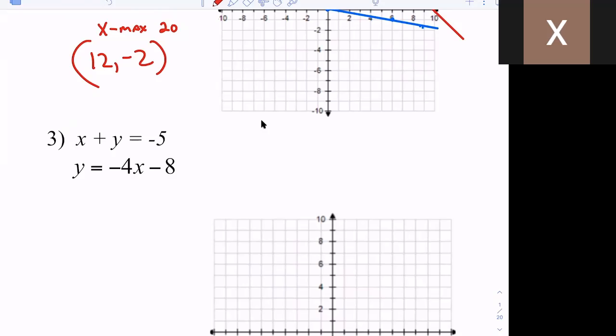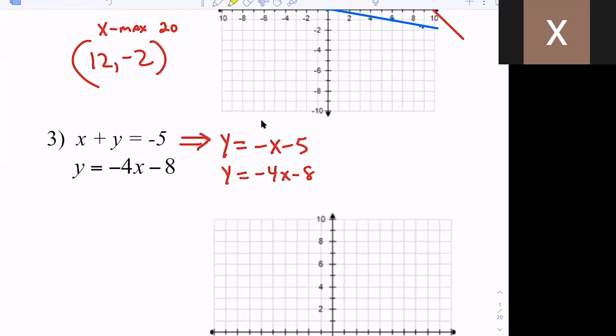All right, bless you. So now the problem with number 3, what do I need to change 3 to? You need to get the y by itself. Yes, get the y by itself. So what does y equal? Negative x minus 5. Now, the second one is already good.